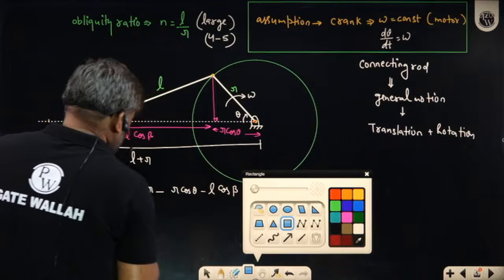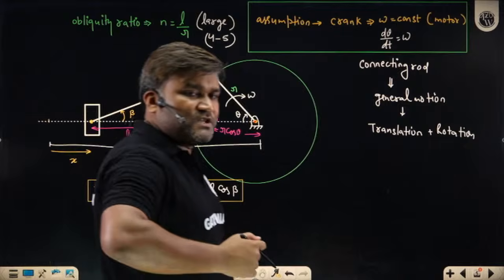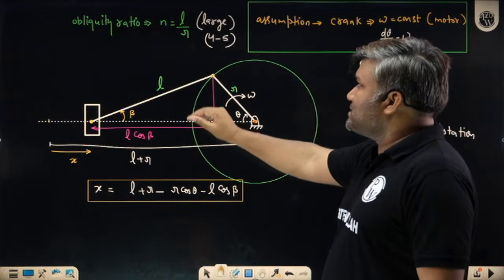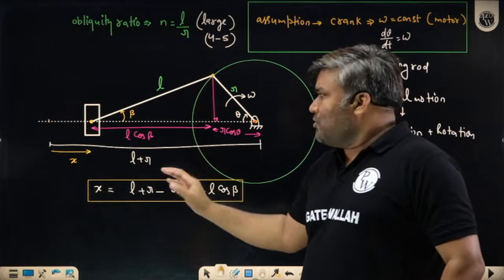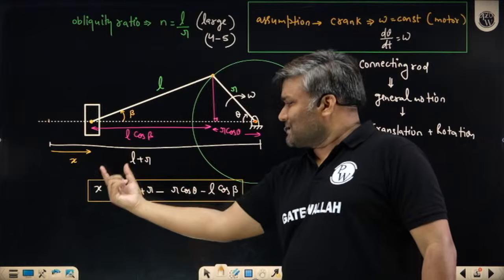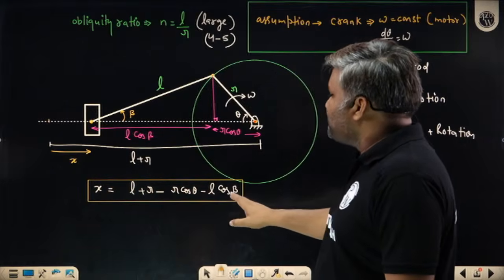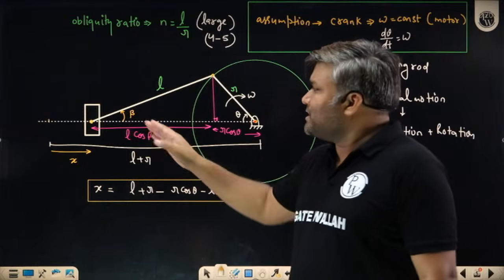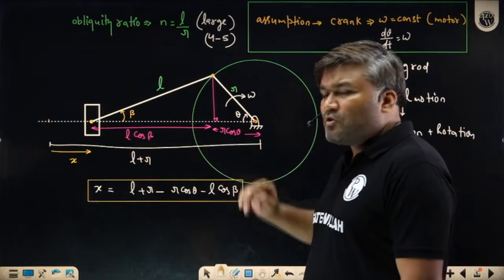I have got this beautiful value. What is the approach? My work is done. As a theory of machine faculty, my work is done. My work was just to tell you how this mechanism looks, what the assumptions are here, what the obliquity ratio is, that's it. Now, how have I found this x? X is a function of theta and beta. Sir, beta is not an independent parameter. Beta also depends on theta. I can write beta in terms of theta also.